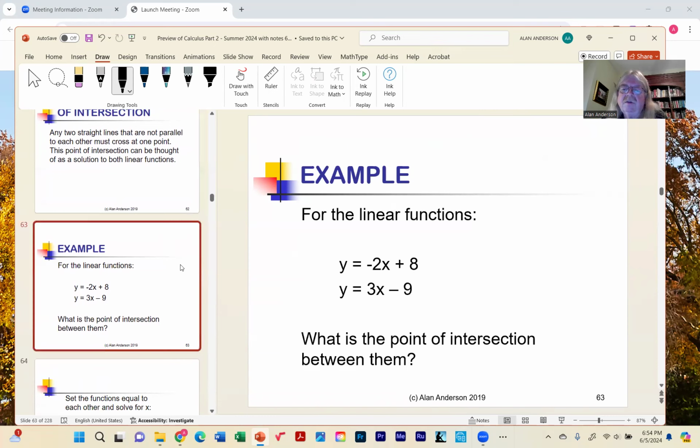For example, here's two lines. Now, first things first, you notice they're not parallel because the slopes are different. They're not perpendicular because -2 times 3 is not -1. Okay, so these are neither parallel nor perpendicular.